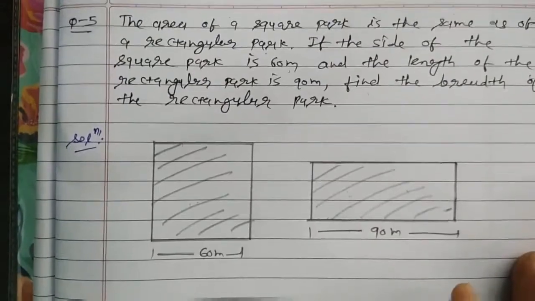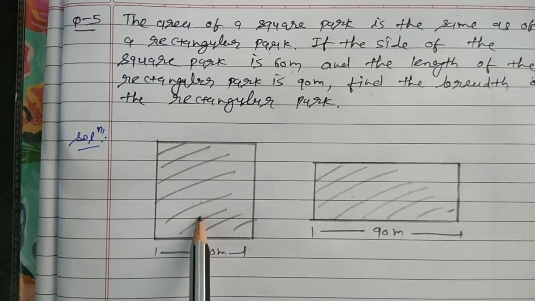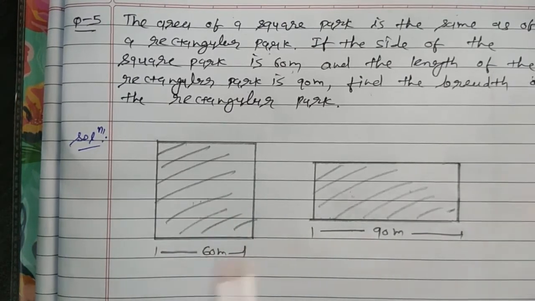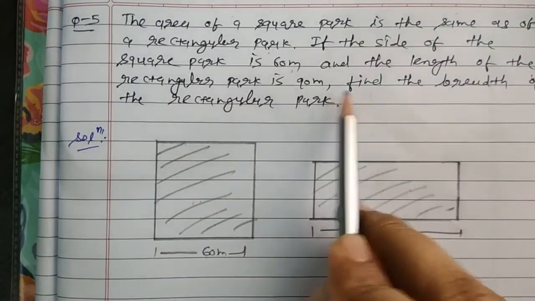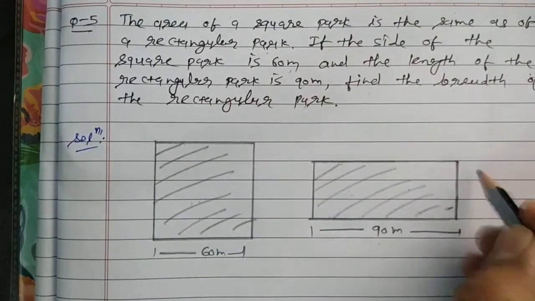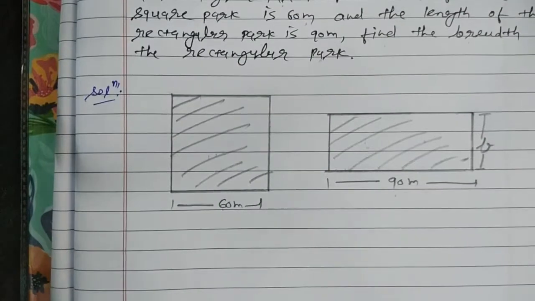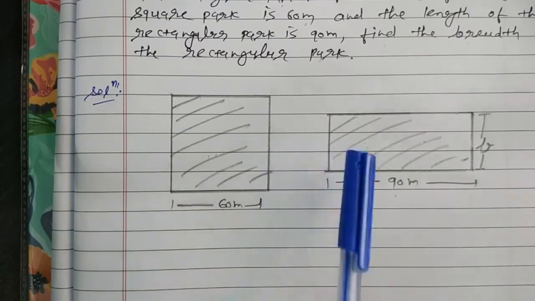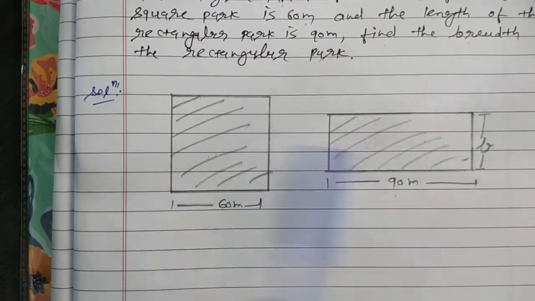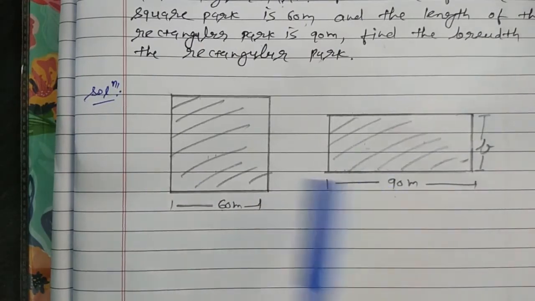And now here measure of a square park side is 60 meter and measure of rectangular park's length is 90 meter. And what we have to find is the breadth of the rectangular park. So here we have to find the breadth of a rectangular park. So what we will do, first of all, as it is given that areas are equal of these two parks, we will use that information and we will find the breadth.